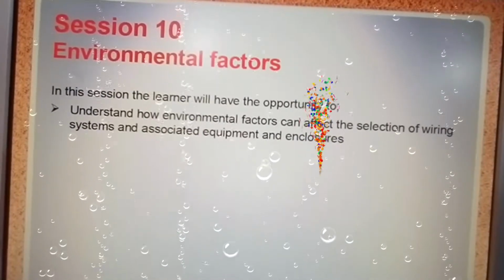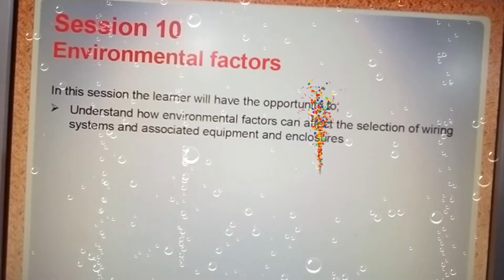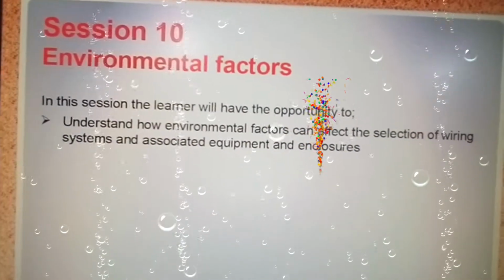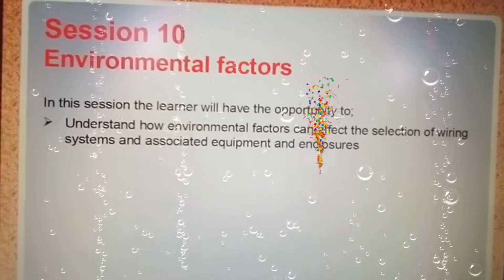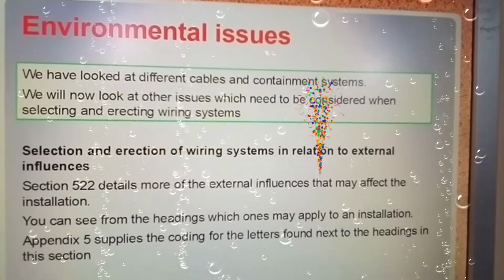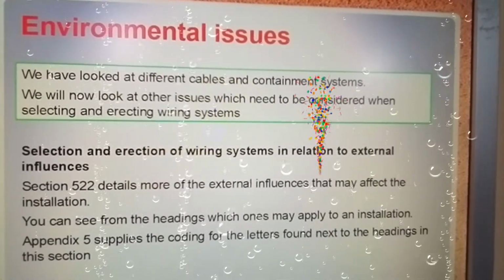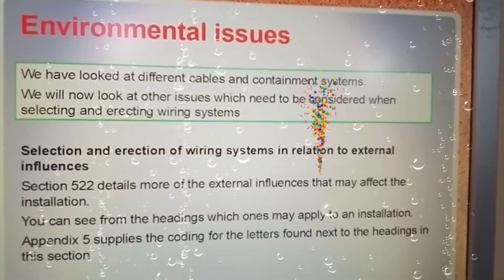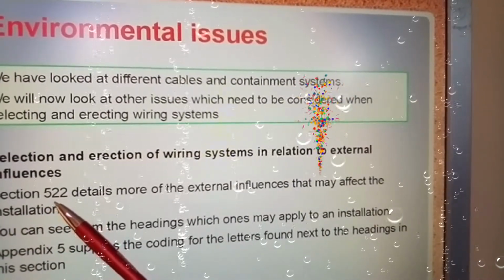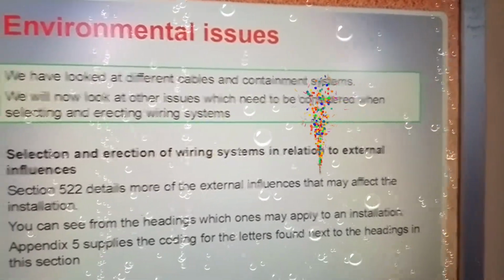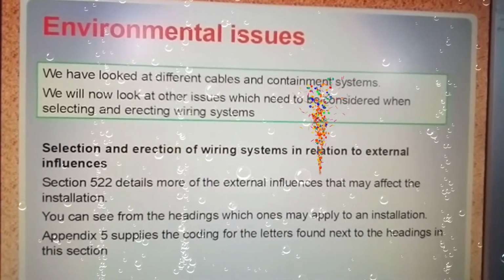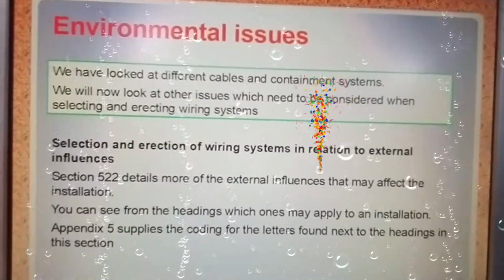Here, understand how environmental factors can affect the selection of wiring systems and associated equipment and enclosures. Now, environmental issues. We have looked at different cables and containment systems. We will now look at other issues which need to be considered when selecting and erecting wiring systems. Again, Section 522 in the IET regs. Make sure that it's compliant and you comply with the IET regulations at that point in time at the appropriate specifications. Right now it's the 18th edition of the IET regs which we need to comply with.